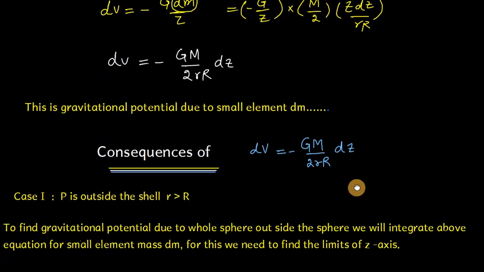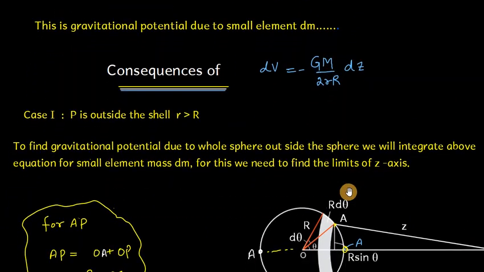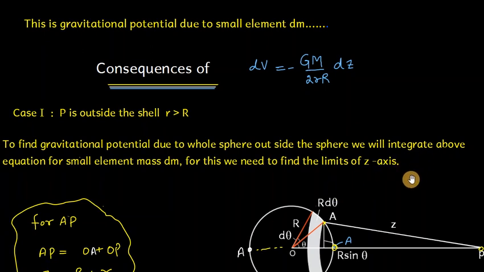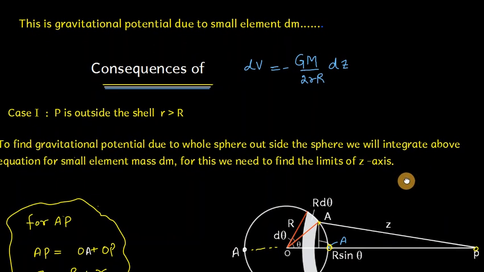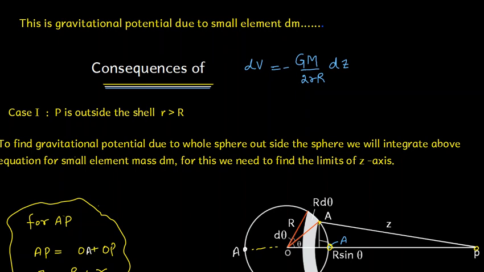Now, consequences of this expression. Case 1: P is outside the shell, such that small r is greater than capital R. To find the gravitational potential due to the whole sphere outside the sphere, we will integrate this equation per small element mass dm. For this we need to find the limit of z.